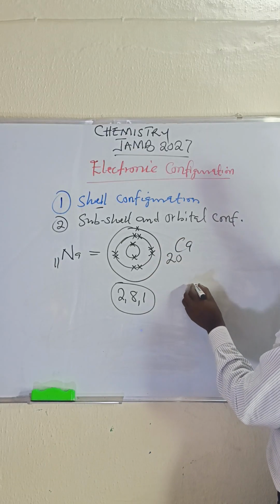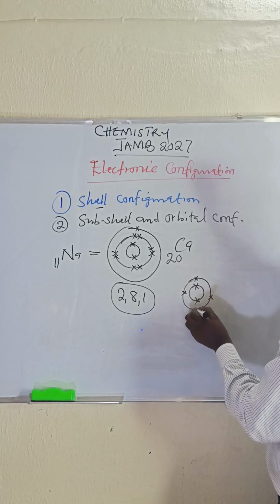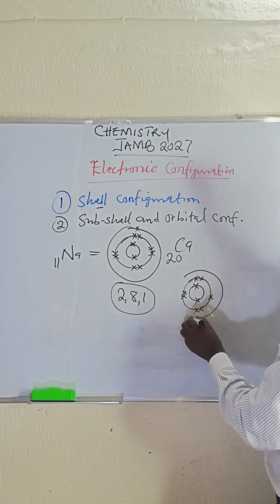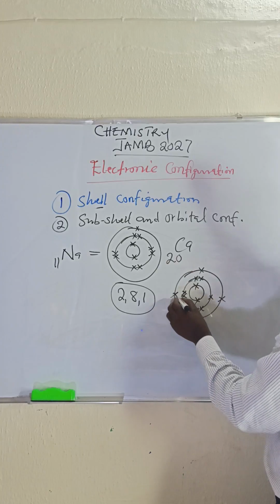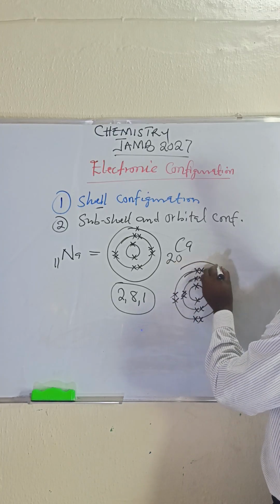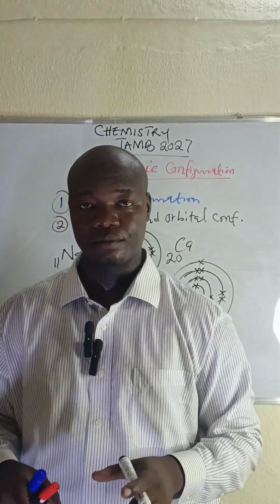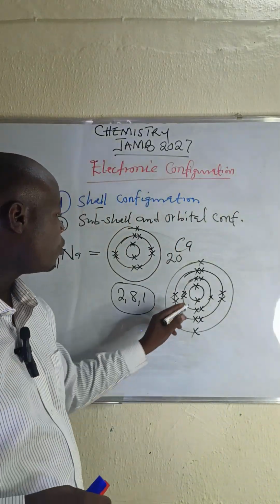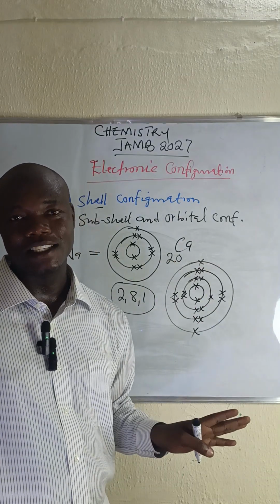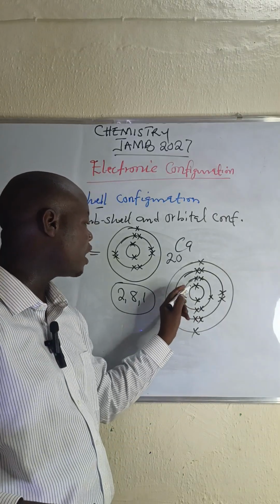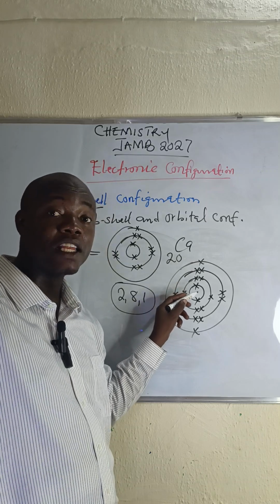The first shell will accommodate a maximum of 2. The second shell will contain 8, like this. The third one will also accommodate 8. So 1, 2, 3, 4, 5, 6, 7, 8. So we have 2 electrons remaining, 1, 2. After the first shell that accommodates 2, any other shell that follows will accommodate 8. So if you have 8 on that shell, like in the second shell here, we have 8 making 10. So we have 10 remaining.